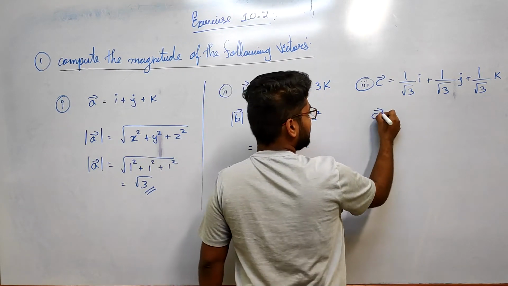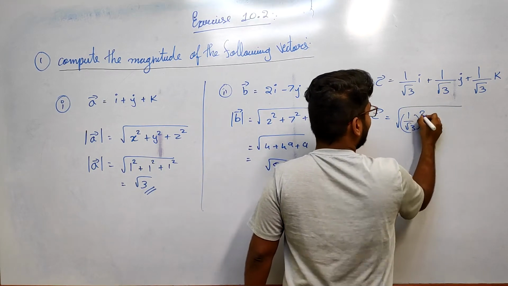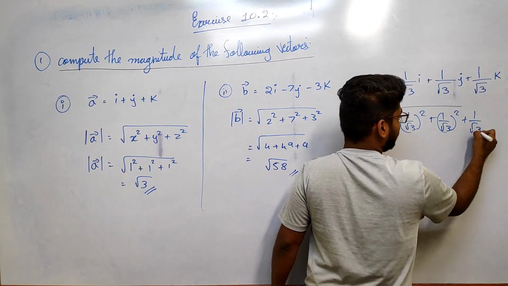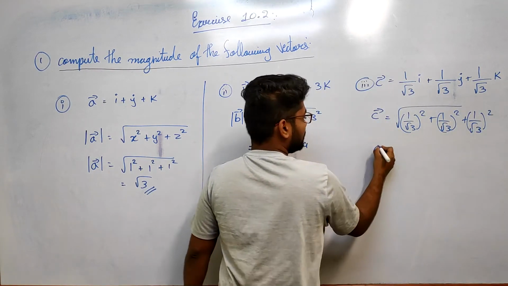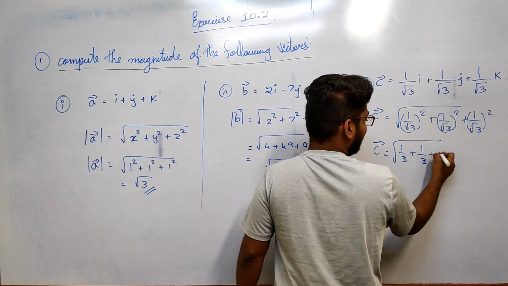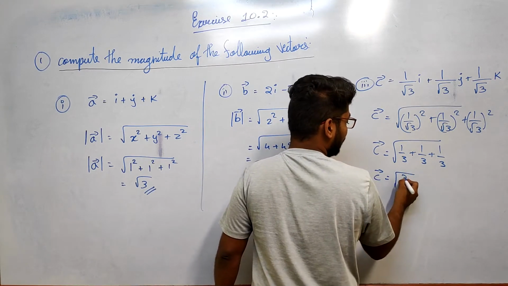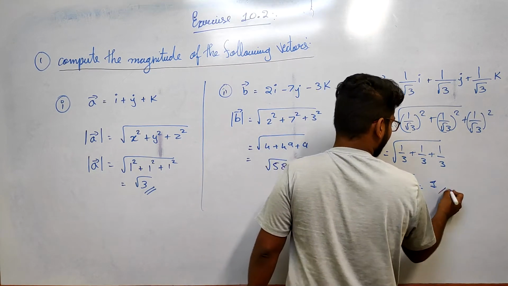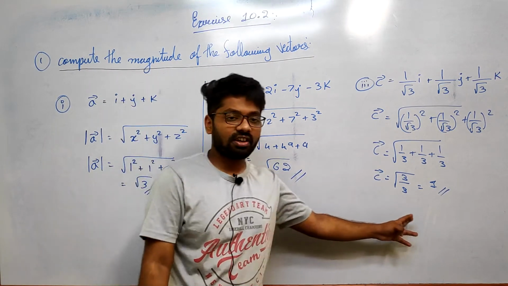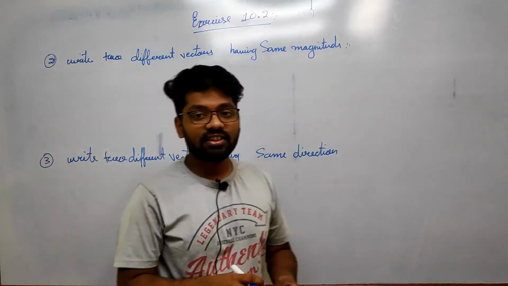Let us move on to the next one. C bar is equal to root of 1 by root 3 whole square plus 1 by root 3 whole square plus 1 by root 3 whole square. So C bar is equal to root of 1 by 3 plus 1 by 3 plus 1 by 3, which is root of 3 by 3, which is 1. Here is your answer, 1. This is how you calculate the magnitude of vectors. So let us see the next set of questions.